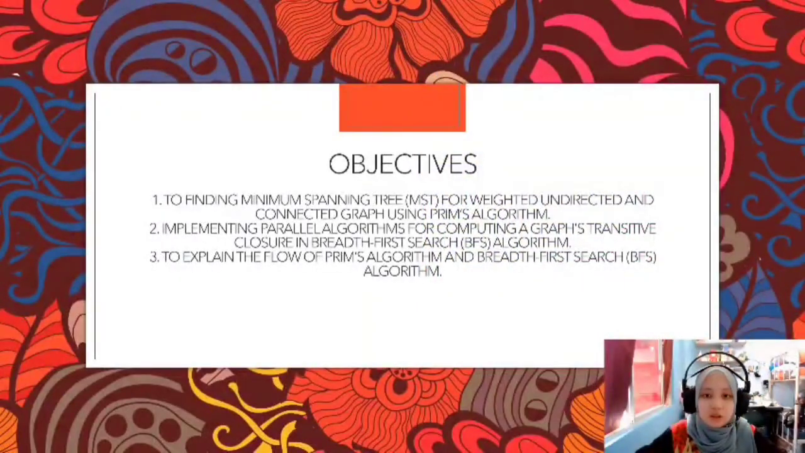The objective of our group is to find a minimum spanning tree for a weighted, undirected, and connected graph using Prim's algorithm. The second is implementing a parallel algorithm for computing a graph transitive closure in the breadth-first search algorithm. The last one is to explain the flow of Prim's algorithm and the breadth-first search algorithm.